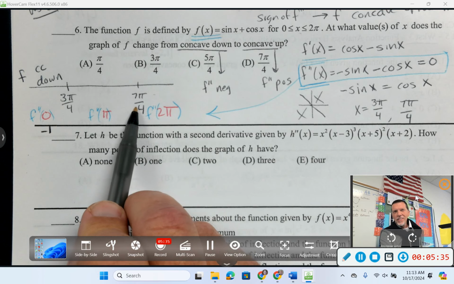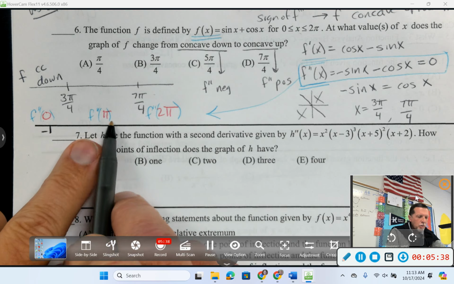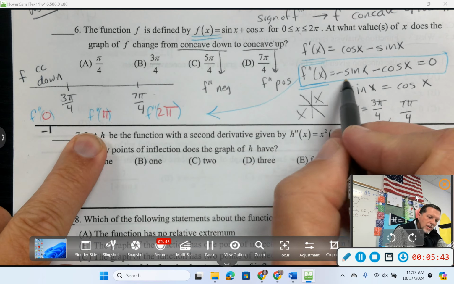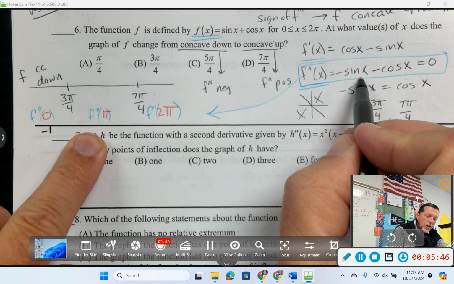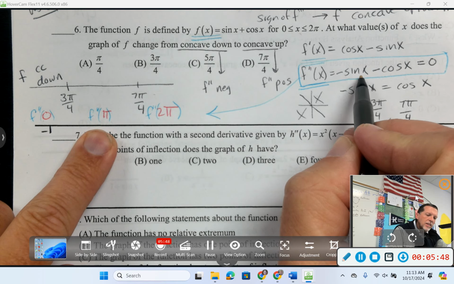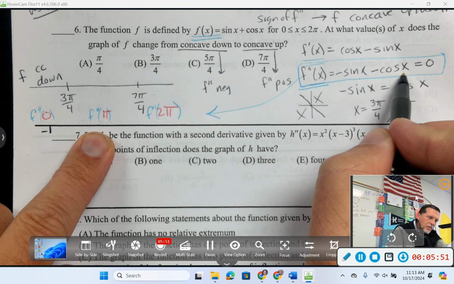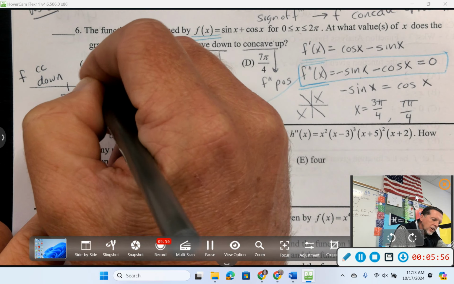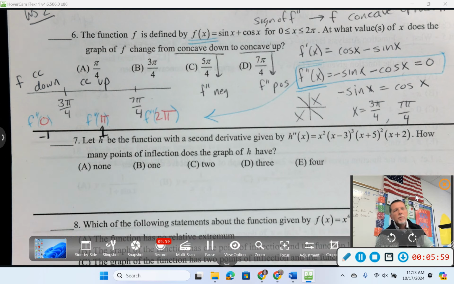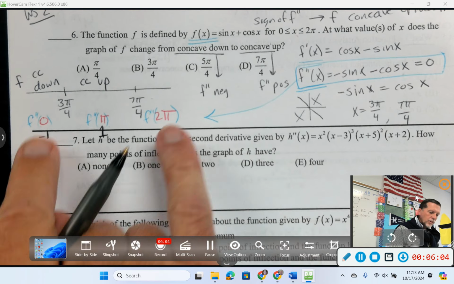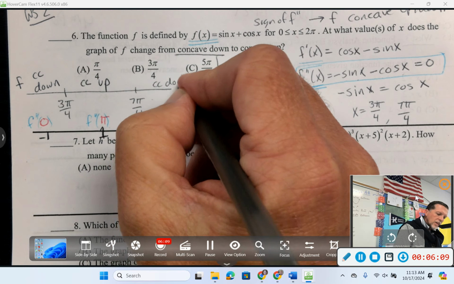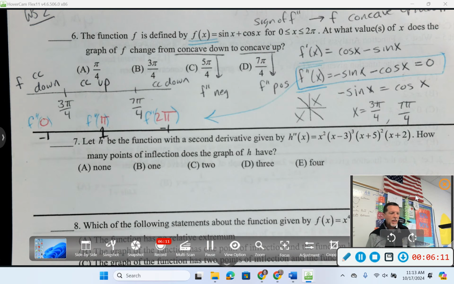I'm pretty sure the alternating thing is going to work, but just to check, I'm going to do one more for sure, and then I'll just alternate if my pattern is holding here. If I plug in pi, sine of pi is 0. Cosine of pi is negative 1. So negative 1 gives me a positive answer, which means I'm concave up. And I can check the last one because 0 and 2 pi should be the same thing. So that one would be concave down. And that does indeed fit the alternating thing.